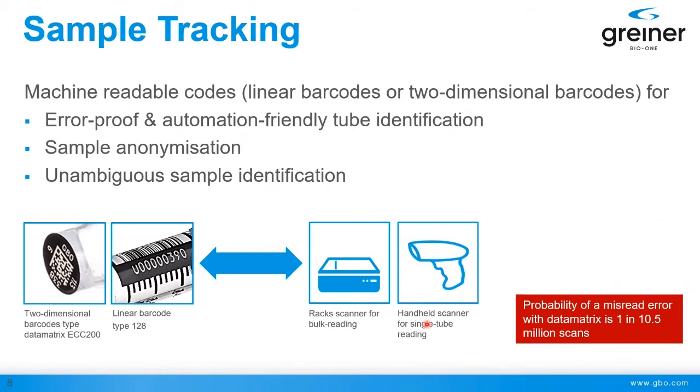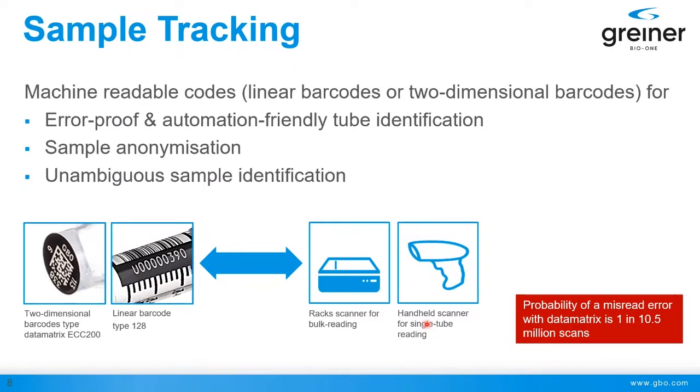It is strongly suggested, and it's getting more and more a common practice, and you even find it in the currently published norms and ISO standards for biobanking, that if possible, you should use machine-readable identifiers on your tubes. I already mentioned it earlier. They can be linear barcodes or two-dimensional barcodes. They provide you with a whole lot of advantages. Three of them are listed here.